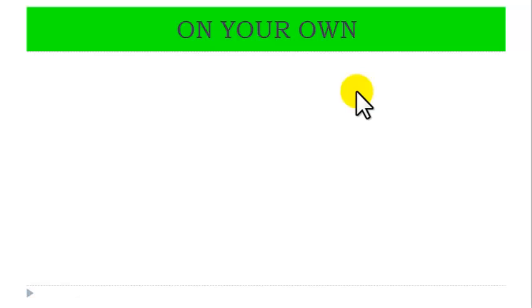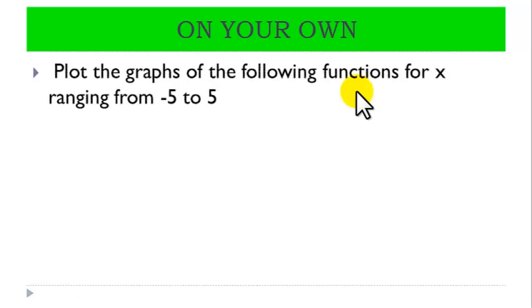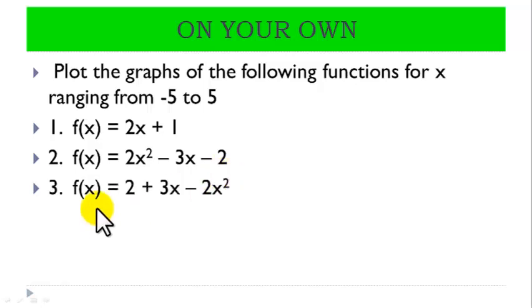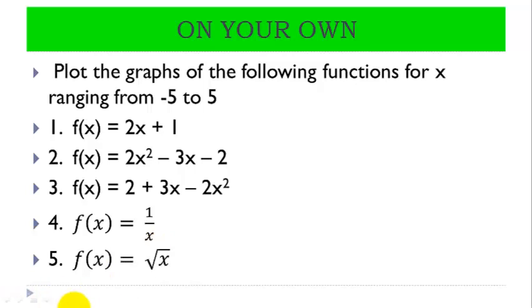On your own, plot the graphs of the following functions for x ranging from -5 to +5. 1. f of x equals 2x plus 1. 2. f of x equals 2x squared minus 3x minus 2. 3. f of x equals 2 plus 3x minus 2x squared. 4. f of x equal to 1 all over x. 5. f of x equal to square root of x.